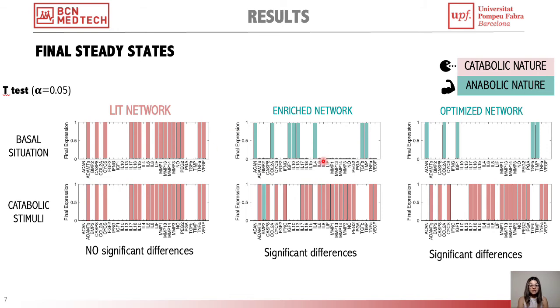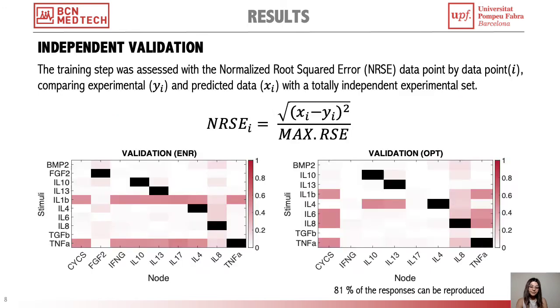Then it can integrate a catabolic stimulus with significant difference, and the same happens in the optimized network. However, here in the baseline, IL4 is not expressed. This expression is associated with mechanotransduction pathways, and this point is discussed in my poster presentation about integrative modeling of chondrocyte mechanotransduction and biochemical complexity.